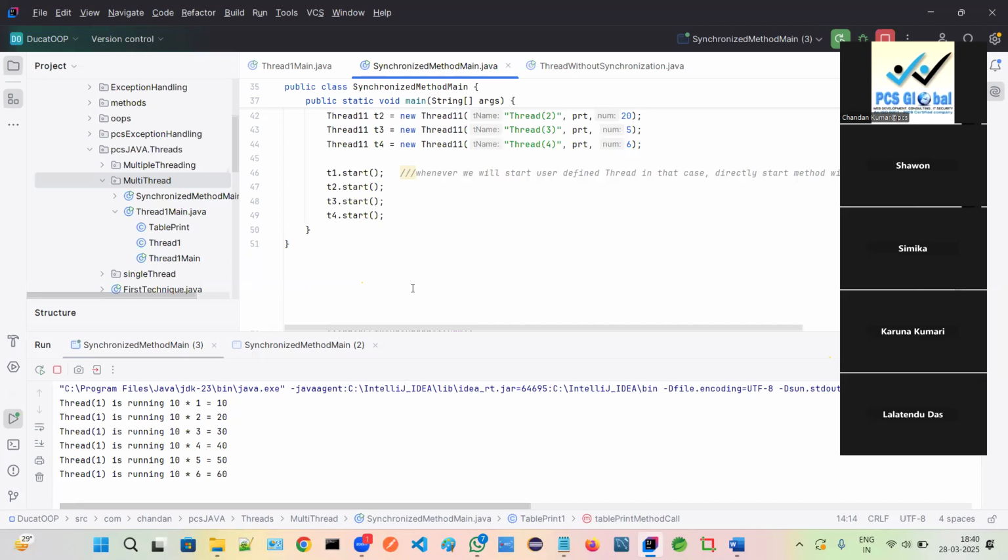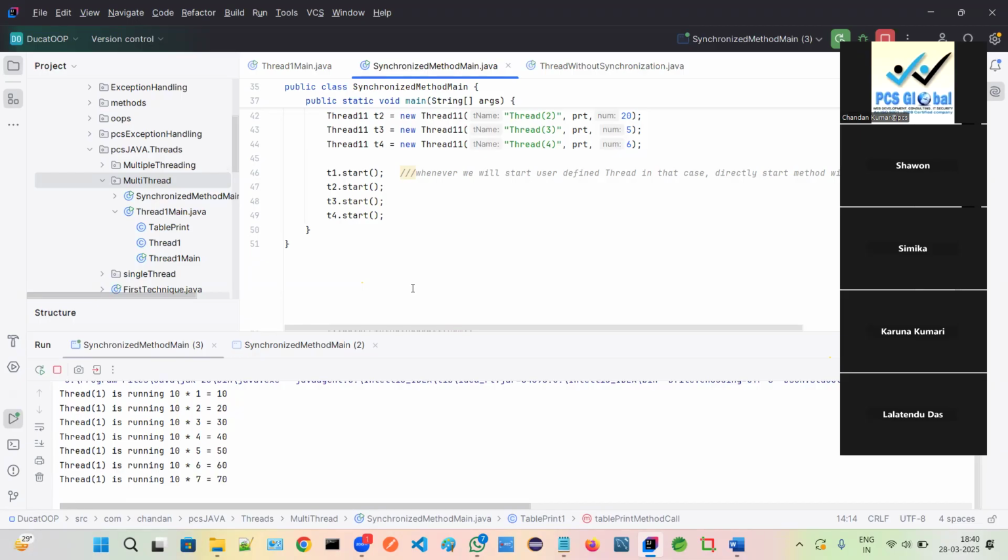Now, we have learned the thread concept: how to create a thread, how many ways we can create the thread, as well as single thread, multiple thread, how to put a thread into sleep mode, and how to write it inside try-catch to handle the exception. As well as we have seen Thread.getName, and how to set priority on that thread, right?